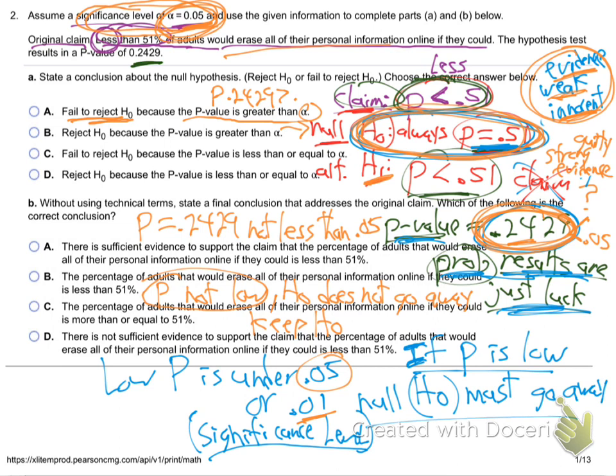The p-value, which is 0.2429, is greater than 0.05, isn't it? It's greater than 0.05. It didn't come out less. It's supposed to be less. If the p is low, if it's less, then the null must go away. But no, ours was greater. So that's our option there.